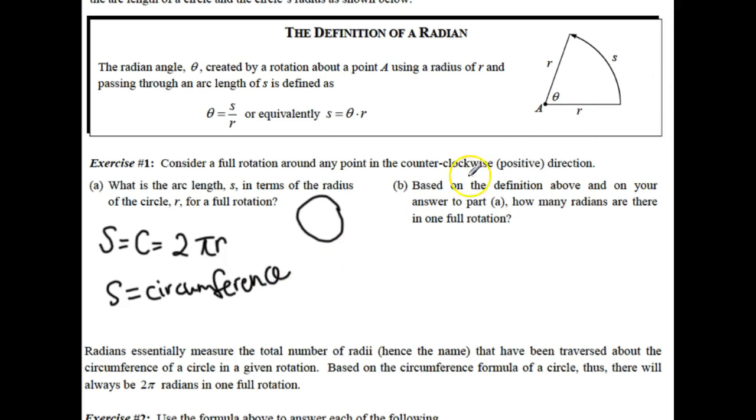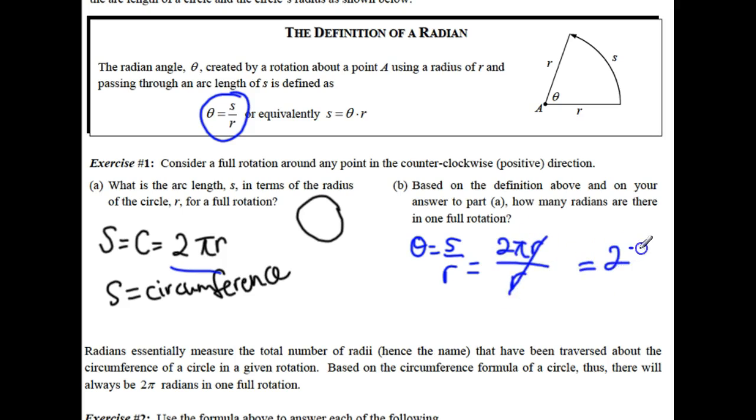Now, it says, based on the definition above and your answer in part A, how many radians are there in a full rotation? When you want to find a radian, remember this is the formula I'm going to use: theta is equal to s over r. We know s, based on what we found, is 2 pi r. The r's cancel, so the radian measure is 2 pi.